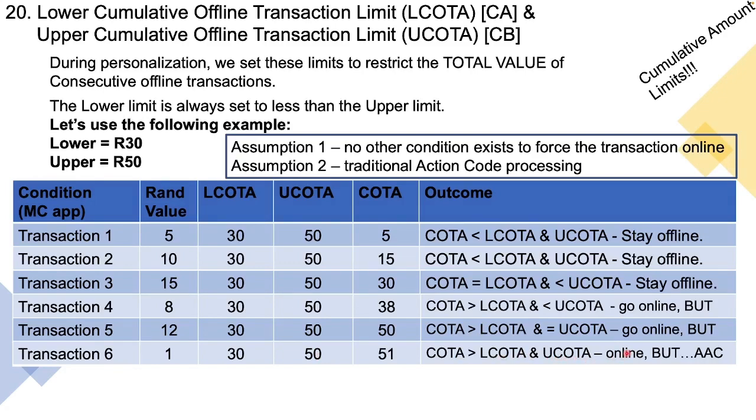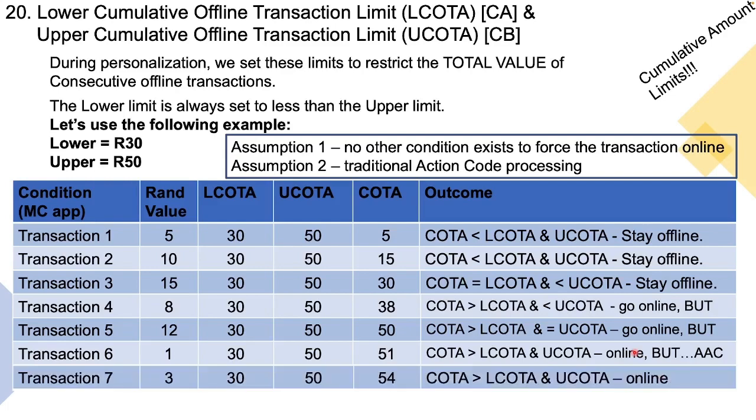Okay. The action codes say we have to go online, but if you can't go online, unfortunately we have to decline the transaction. Okay? We cannot approve this because the upper limit has been breached. So in our case, our terminal can't go online, and we decline the transaction.